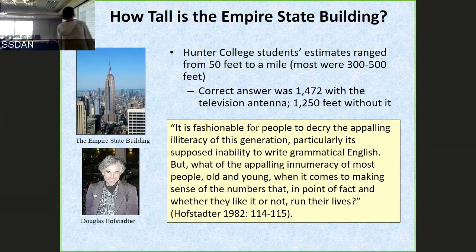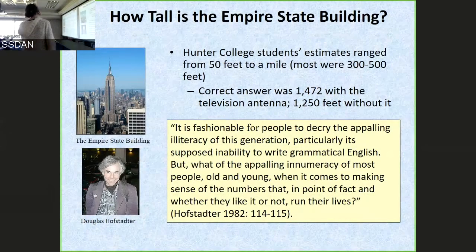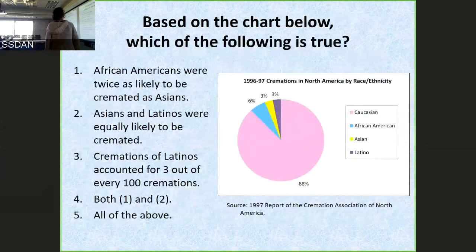And in his book, where he was writing about quantitative literacy and some of the challenges we as a society face, he says it is fashionable for people to decry the appalling illiteracy of this generation, particularly its supposed inability to write grammatical English, but what of the appalling innumeracy of most people, old and young, when it comes to making sense of numbers? So he was making this call back in 1982 that we face a serious problem. And these calls are getting repeated, I think, more and more today. People are becoming more and more aware of this.